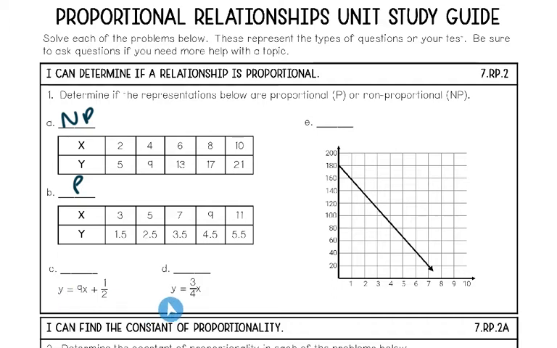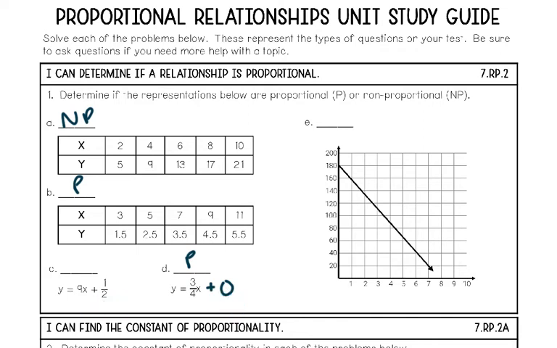We'll look at C and D together because these are two examples of equations. If it has a plus 0, or it goes through the origin, if it doesn't have something it starts with, it's proportional. This is an example of a proportional relationship because it matches the equation y equals kx. There's nothing else starting or adding to it.